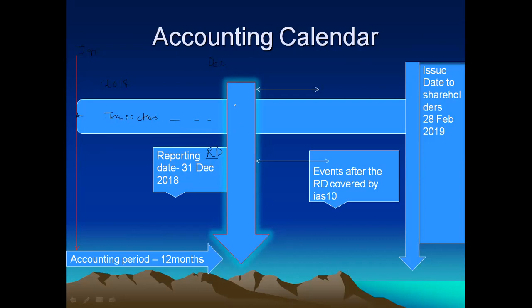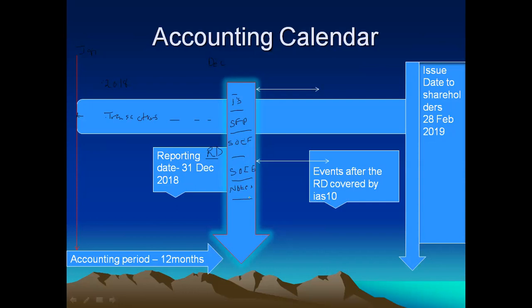That's where we prepare the final accounts. On our final accounts, the income statements are prepared there. We've got our statement of financial position, the statement of cash flows, and our statement of changes in equity, and our notes to the financial statements. So this is our year end.